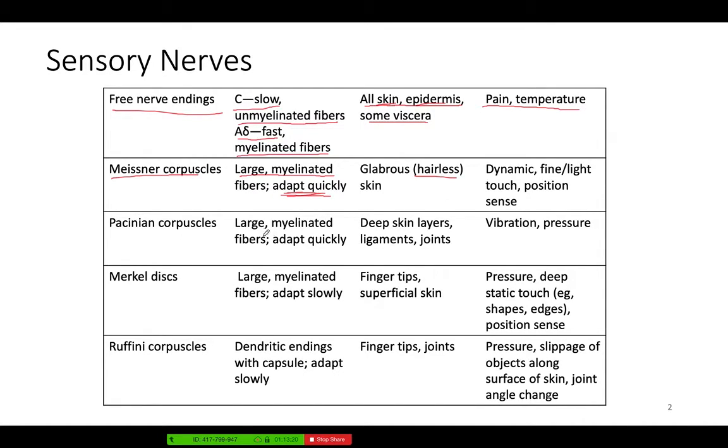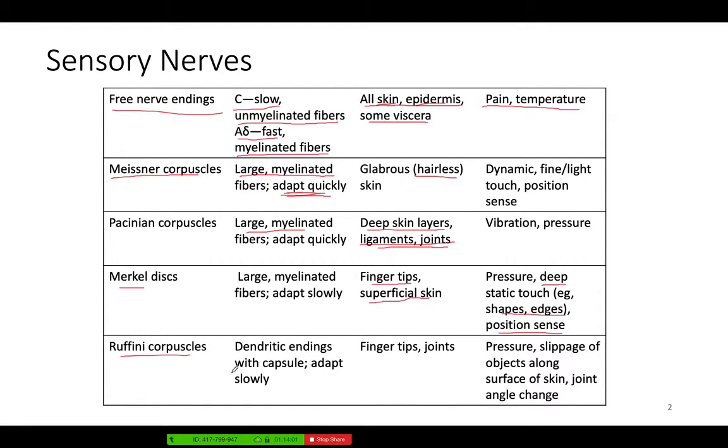Pacinian corpuscles, again, large myelinated fibers. These are located in deep skin, joints, ligaments. These are going to detect vibration, and they're also going to detect pressure and stretch. Okay, so we don't want our joints to be stretched too much, and so Pacinian corpuscles can help us detect how much we're stretching and prevent rupture of our muscles, for example. So ligaments and joints is where we find those. Our Merkel's discs are located in our fingertips, superficial skin. This is more for our deep touch, okay? Sharp edges and our position sense.